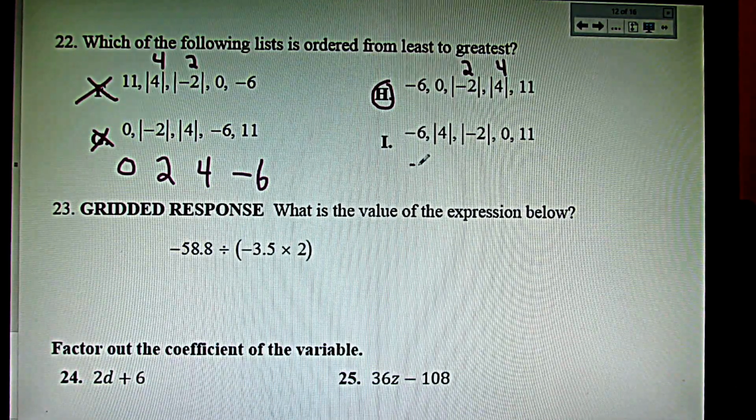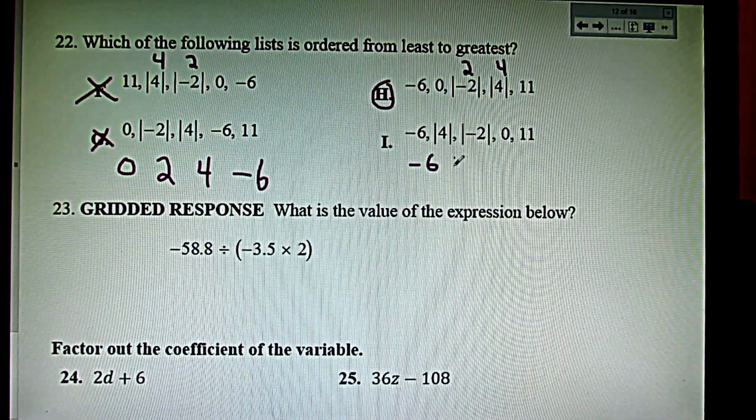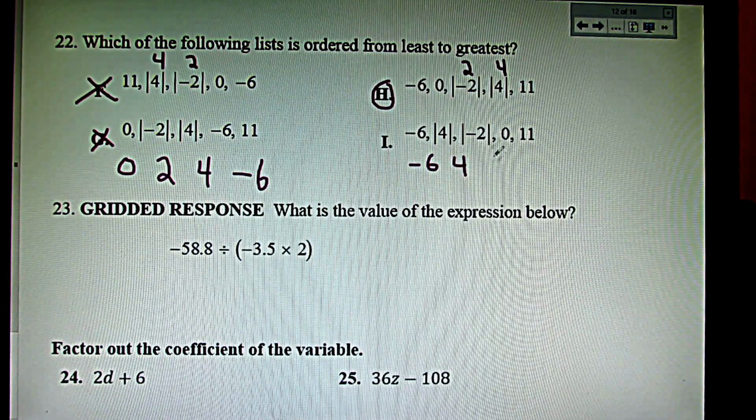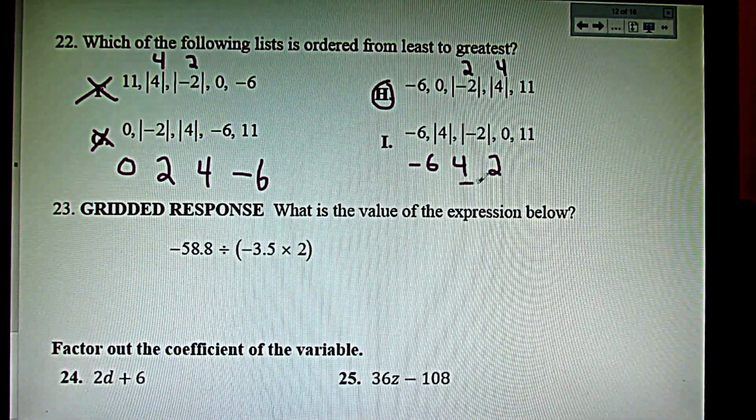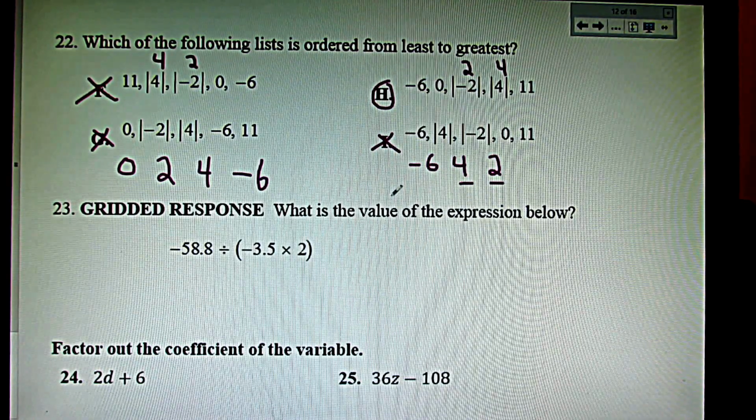Let's double check this last one just in case. Negative 6, that's just negative 6. Absolute value of 4, that's 4. Absolute value of negative 2, that's 2. Here's where they come out of order. So it's not I either.